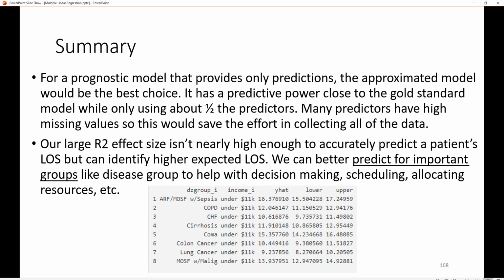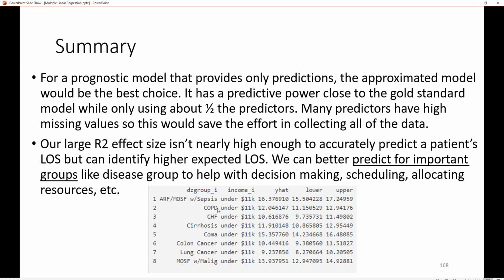So, although we can make predictions for patients, we wouldn't expect them to be accurate. They can help inform staff to say this patient has an above average expected length of stay, or this patient has a very quick length of stay that we predict. So we can kind of rank patients in terms of who has a greater risk or who has a longer expected length of stay. But if we wanted to give actual predicted values, we would actually do better with groups such as our disease group.